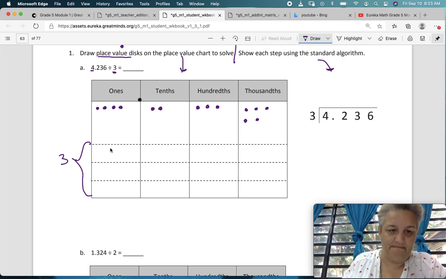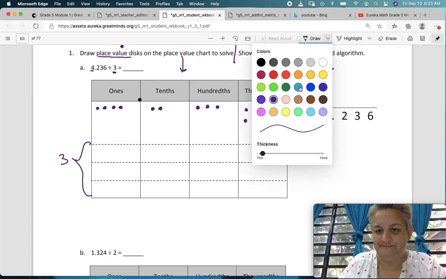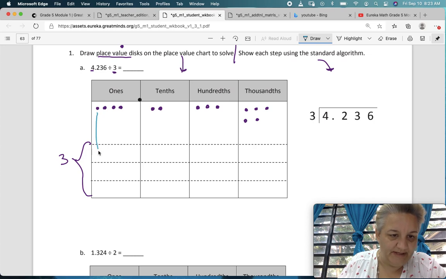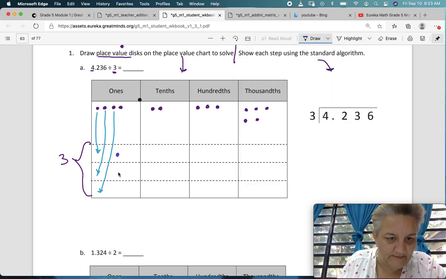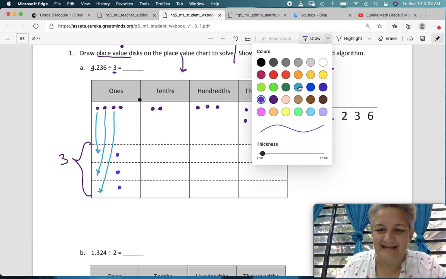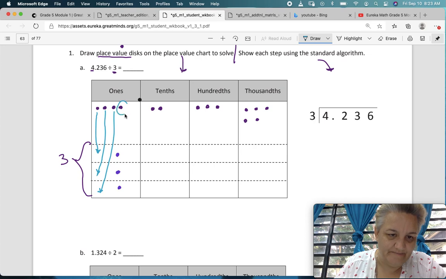So if I have 4 ones and I want to divide them into 3, I can put, let me change colors here, I'll put 1 here, 1 here, and 1 here. Okay? You see what I'm doing? So now I've got 1, 2, 3. But then I have this guy left over. So what am I going to do with him, right?